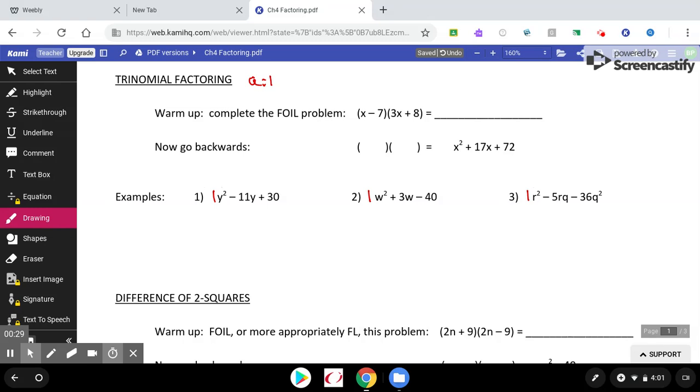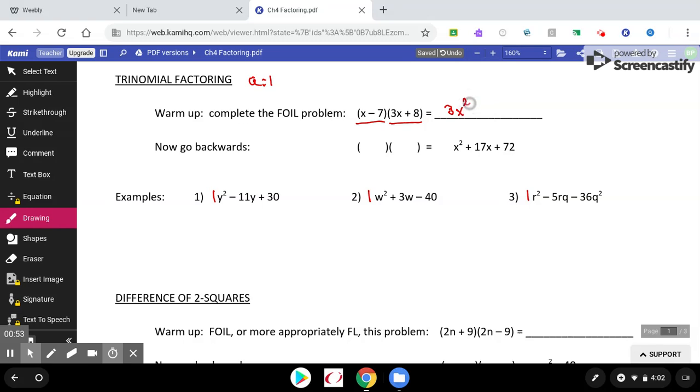If there's a number in front there that's bigger than 1, you're going to want to check out the a greater than 1 video. Okay, so what we're going to do is go backwards here to start, just to illustrate a point, which is factoring means something times something. So if we were to multiply these two guys out using FOIL, and if you need to remember how to do FOIL, please feel free to go back to chapter 3 videos.